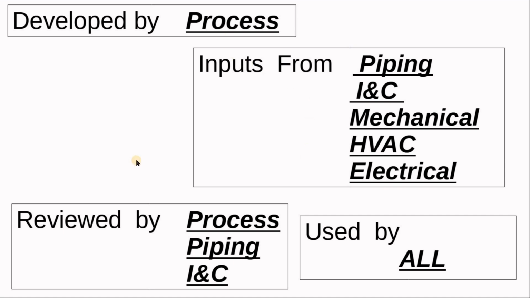Who reviews the P&ID? The process engineer has a peer, so some people from the process department will review it, the piping department will review it, and the INC department or discipline will review. If your P&ID is only for HVAC, you send it to the HVAC people to review it. Also the mechanical, if it is a mechanical only P&ID, then you send it to the mechanical guys to review it.